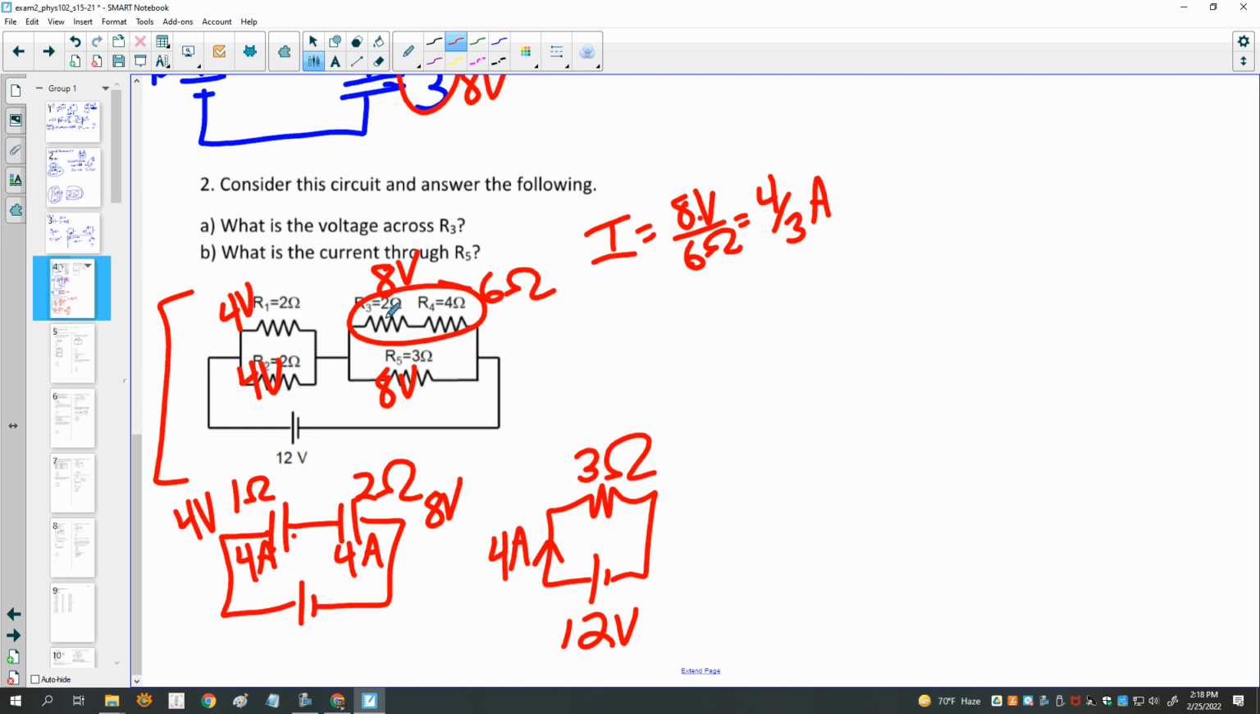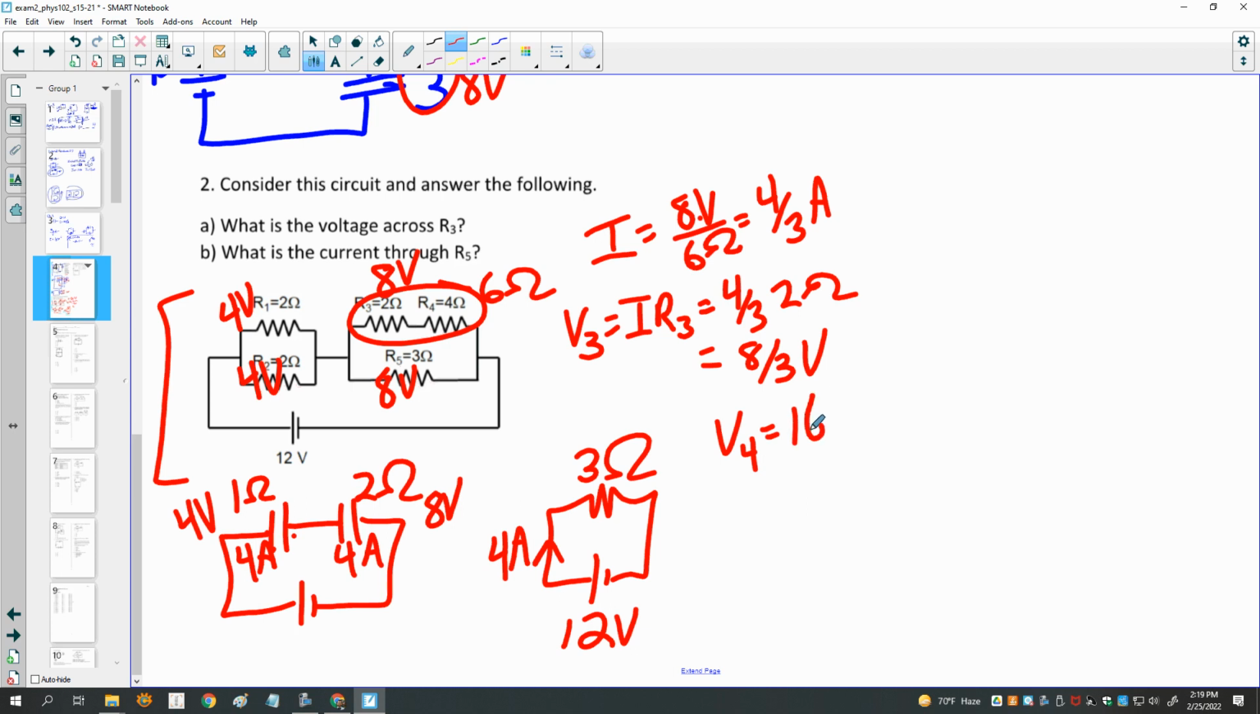That means that the resistors will have, well, R3, or rather V3 across R3, will be equal to I times R3, or 4/3 times 2 ohms. That's 8/3 volts. And then V4 is going to be what? 16/3.